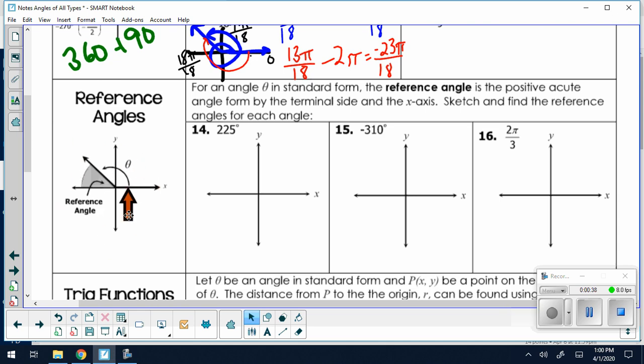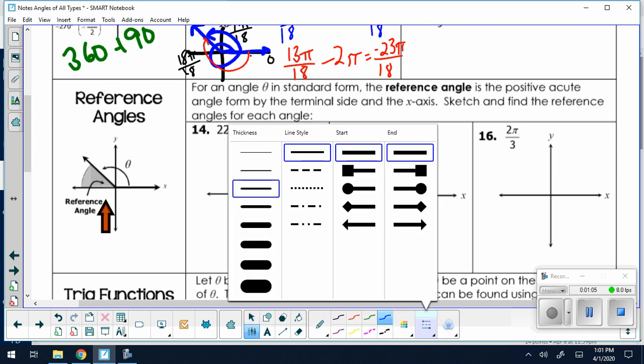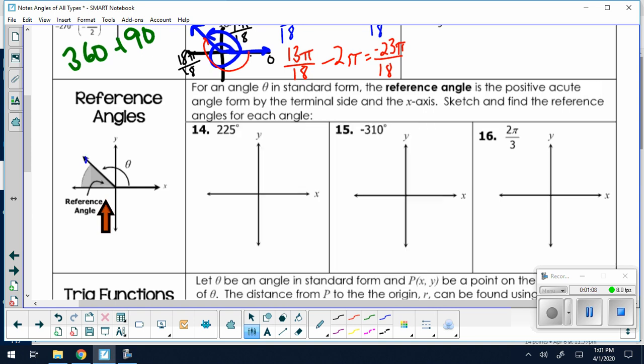For an angle theta in standard form, that means vertex at the origin, initial side on the positive x-axis, terminal side somewhere else. The reference angle is going to be the angle that is closest to the x-axis. So what we're basically doing is creating a little triangle right here. There's a reason we started this whole unit with that. We're going to go to the closest x-axis.